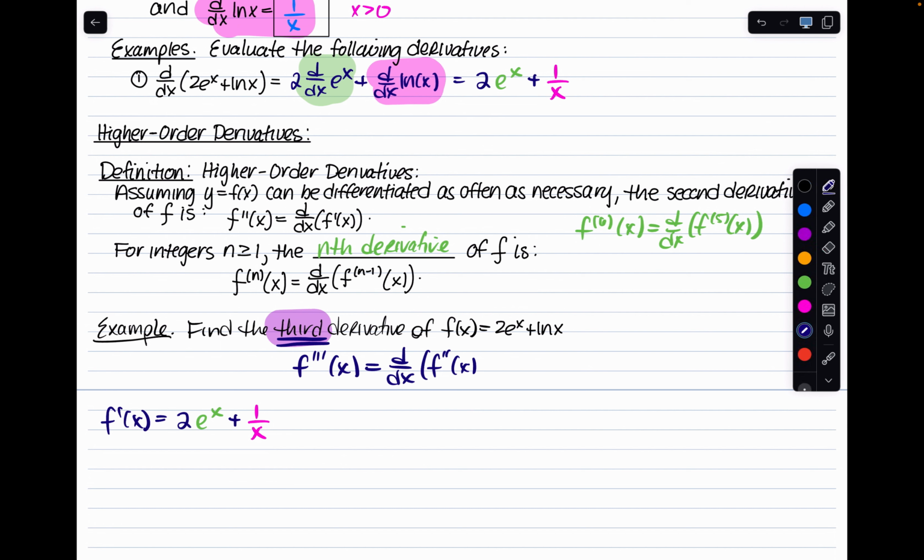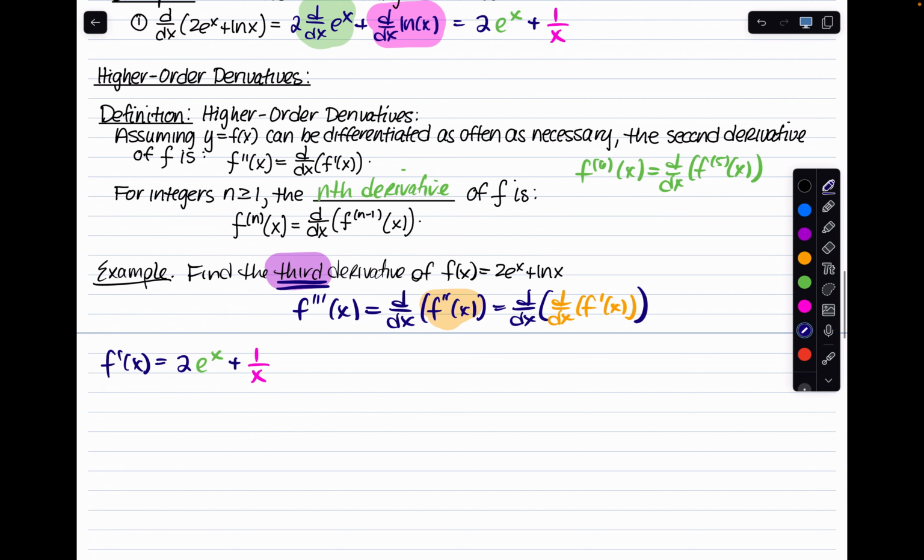So the 3rd derivative is going to be the first derivative of the 2nd derivative. And of course, the 2nd derivative is the first derivative of the first derivative. We have the first derivative. We found it in the previous example. So we're going to evaluate f double prime as the derivative of that. Note that that's only the 2nd derivative. We still need to go one more time and find the 3rd.